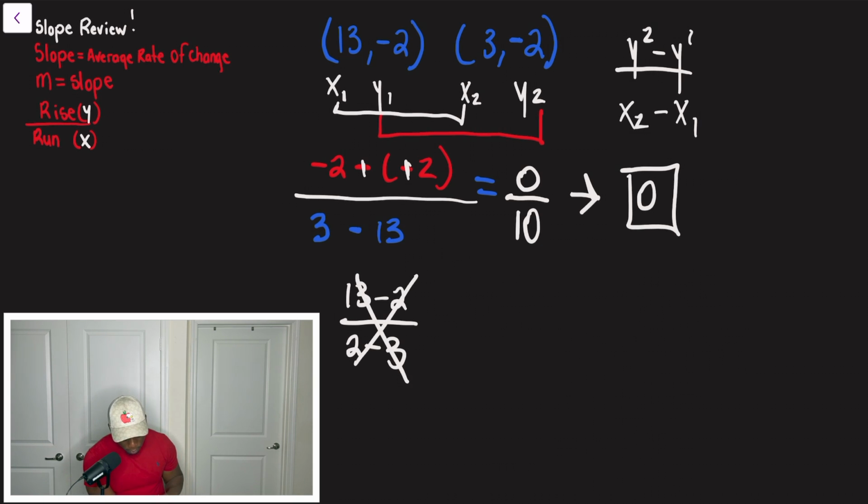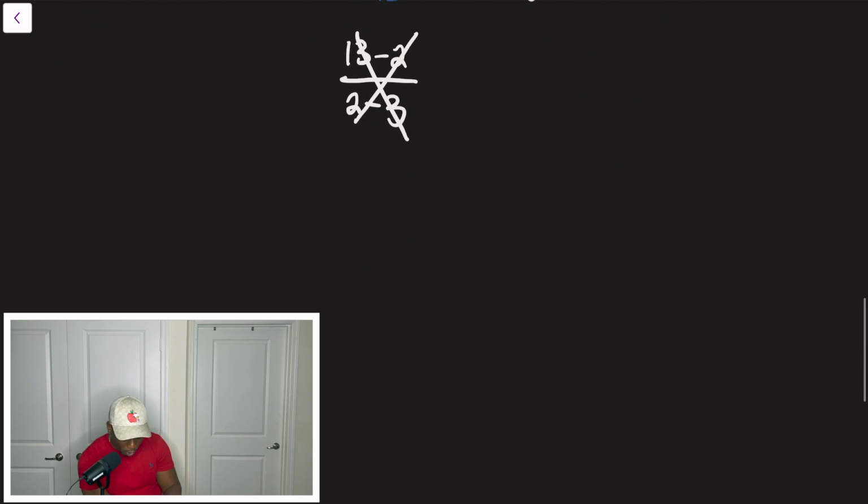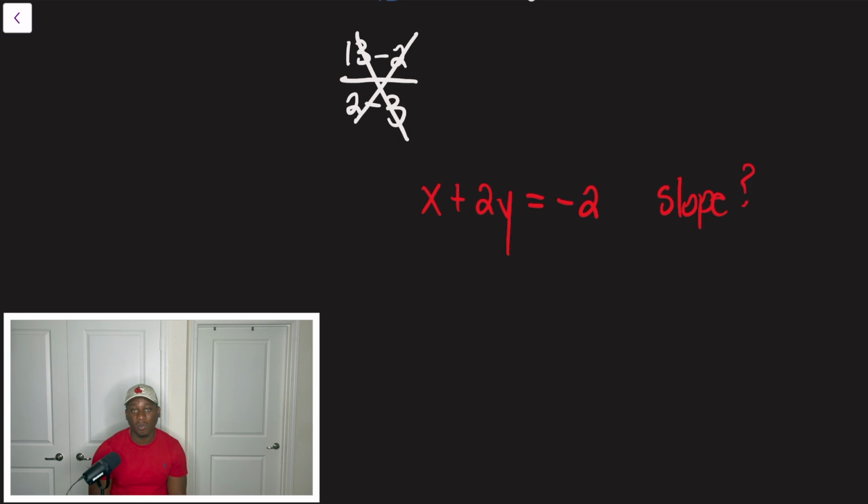Problem number two, they're saying we have an equation, and the equation is x plus 2y is equal to -2. And they ask you to identify the slope. First things first, we can't identify the slope right now because it's not in slope intercept form. So we have to switch it from standard form, which it's in right now, to slope intercept form. When we do that, we're trying to put it in the format y is equal to mx plus b. And let's just pause right here.